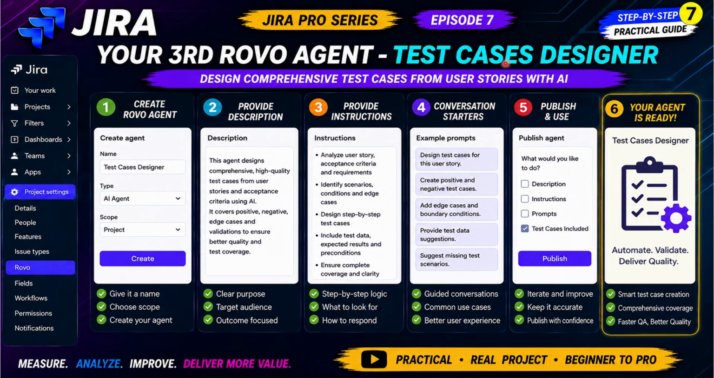And as we have done in our past videos, in developing the first and second Rovo agent, we will create the Rovo agent, we will provide its title and the description. We will also provide the agent its instructions. So that's the most important part, what instructions we have provided to our agent, and on the basis of that the agent is going to react. And then conversation starters or the prompts, we will publish our agent and we will see how we can use it, we will test it, and ultimately we will generate the test cases for some of the user stories in our Scrum space. So this is going to be the agenda for this particular video, so let us begin.